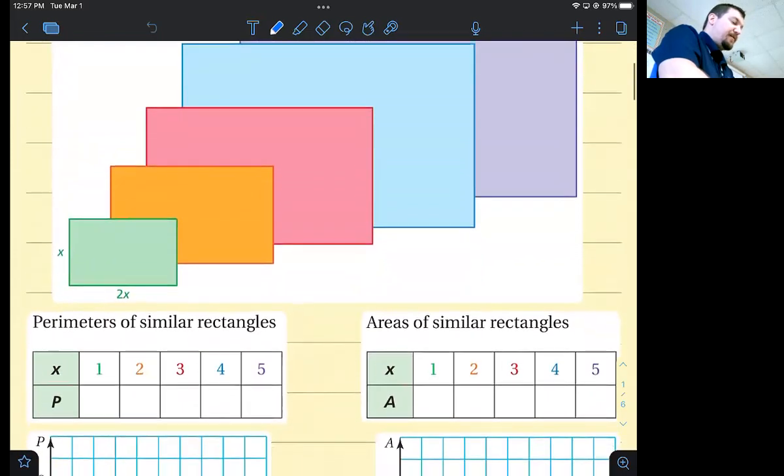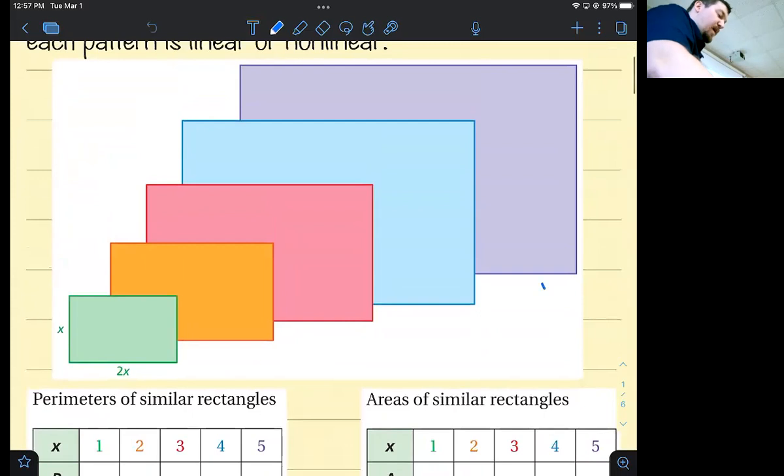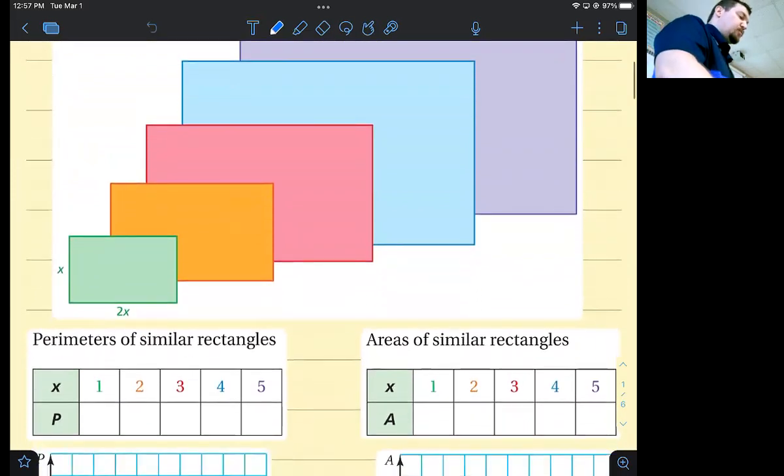So the first thing we have here is the perimeters. We have 5 different rectangles, and we're going to change the side lengths of each rectangle. For the green rectangle, it has a width of 1 and the length is twice as long. So the length would be 2. If the width is 1 and the length is 2, what does that make the perimeter of the green rectangle?